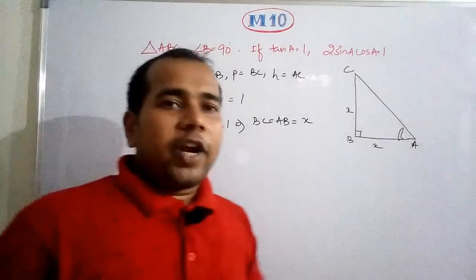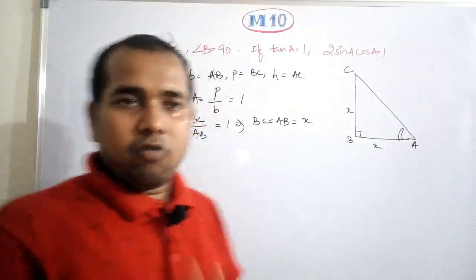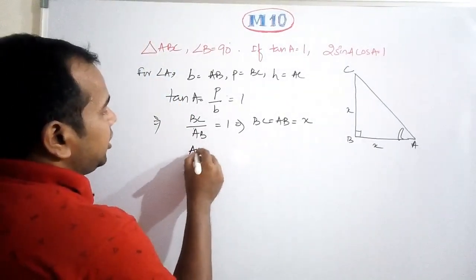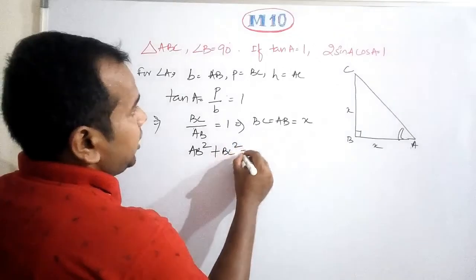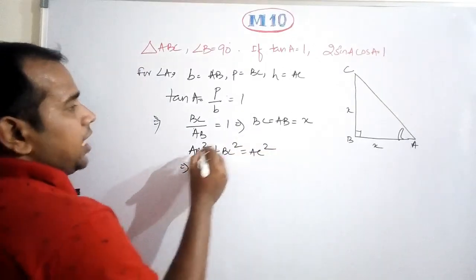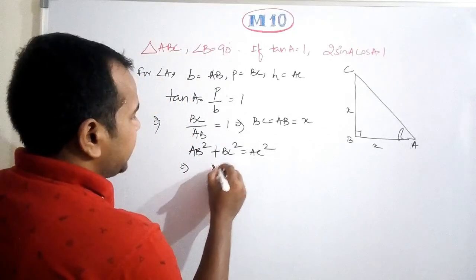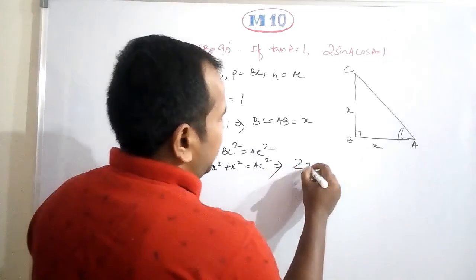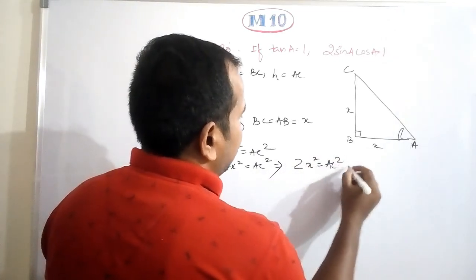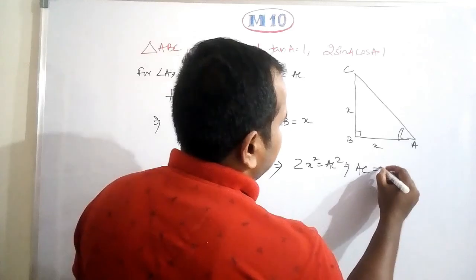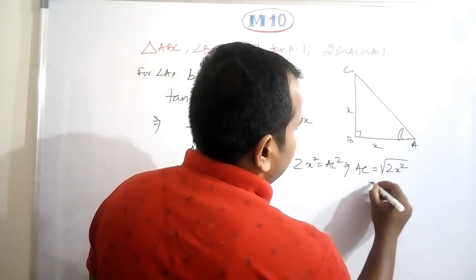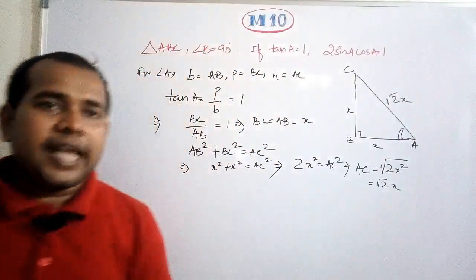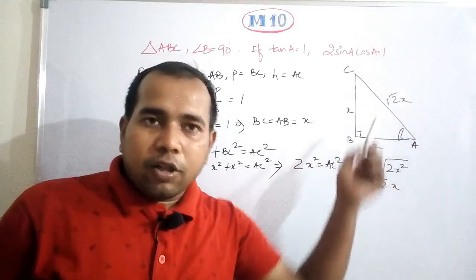Okay. So what you need to find out? You need to find out AC. Now what are you going to do? You will utilize the Pythagoras theorem. Now put the value: AB square plus BC square equals AC square. As AB and BC both are x, so x square plus x square equals AC square. That implies 2x square equals AC square, and that will give you AC equals square root of 2x square, that is nothing but root 2 x. Now you have got the values of all the sides.